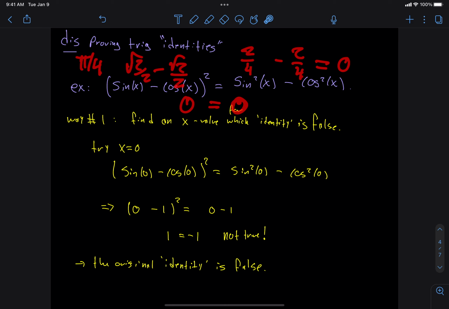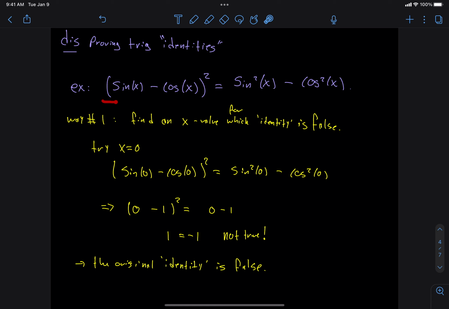But the statement of the identity is to say it's true for every x value, okay? If we test one and it's true, that doesn't necessarily mean it's true for all of the other x values. So my goal is to try to find one such that it's not true. Okay? Any questions on that process?